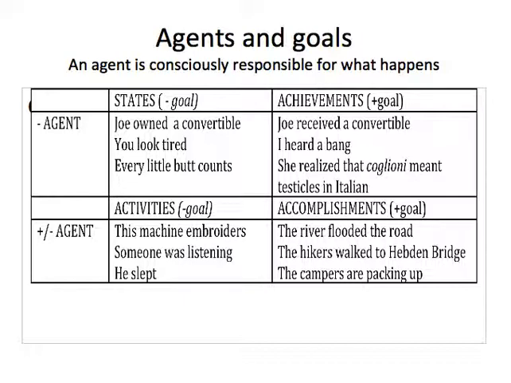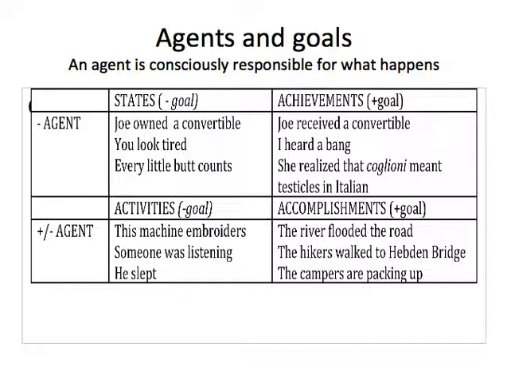She realized that coglione meant testicles in Italian. Really? Okay, good. These are what we call achievements, and they have a particular goal. And again, we don't talk about these as being agents. For example, Joe, the semantic classification of Joe in Joe received a convertible is as a receptive. Okay, I, as in I heard a bang, is an experiencer. Similarly with she, and she realized.